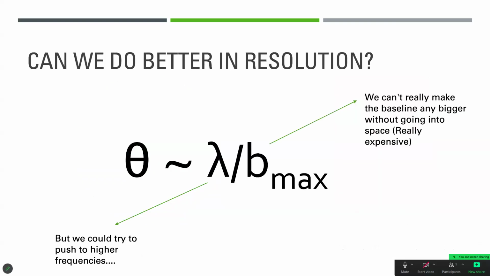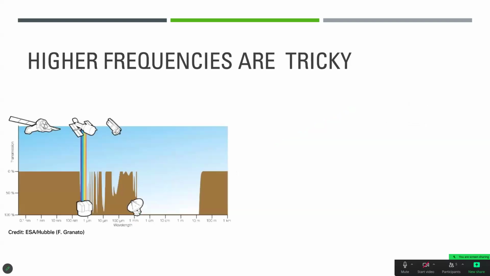Now, can we do even better? Well, we can't really make the baseline any bigger because we can't really make the Earth any bigger, right? We already have a telescope the size of the Earth. Can't go anywhere there. But we could try to go to even higher frequencies. Well, higher frequencies are tricky, and that's where we go back to the plot that I started with at the beginning. Go to higher frequencies, we start hitting this wall over here.